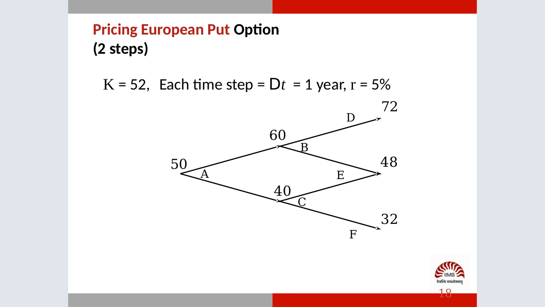So therefore, what should be the payoff at D? Is the put option in the money at D? No. Therefore, there is no payoff. But at E and F, they are in the money. So there will be payoffs.